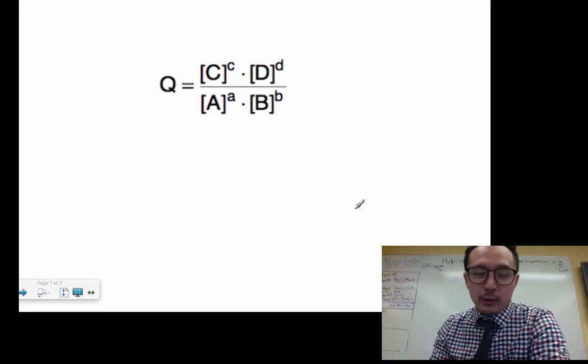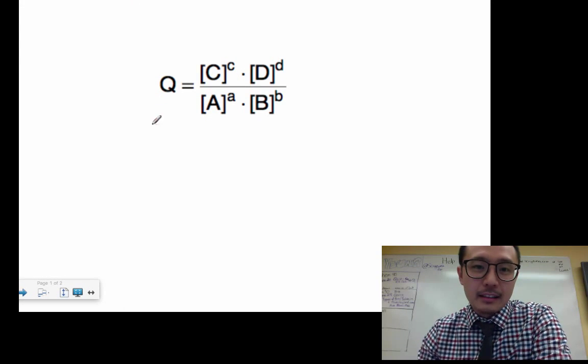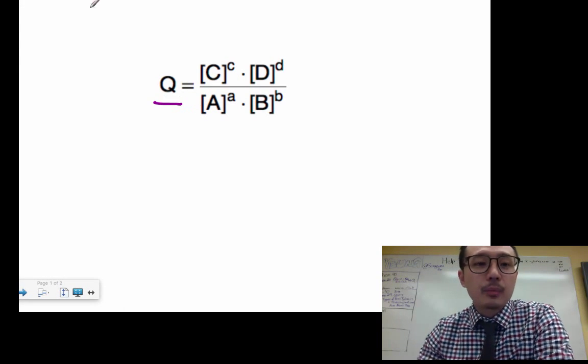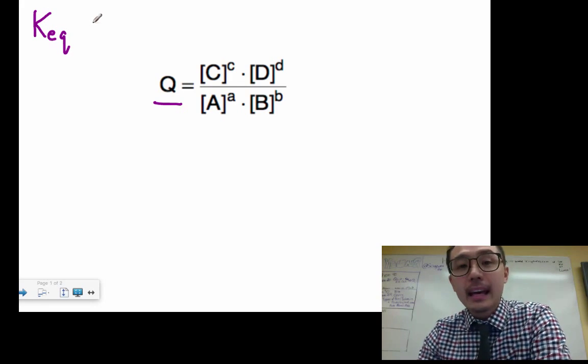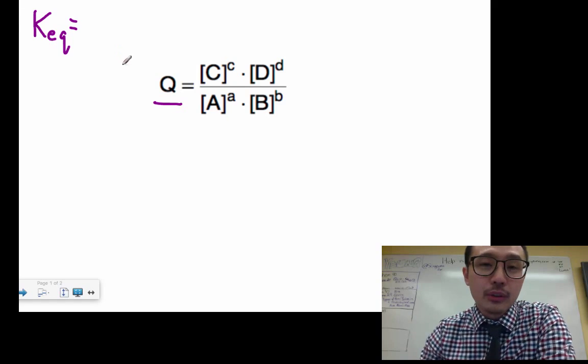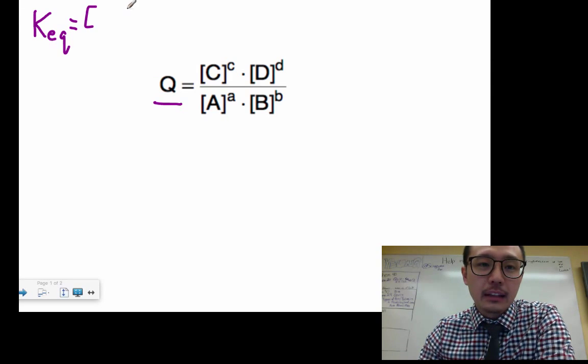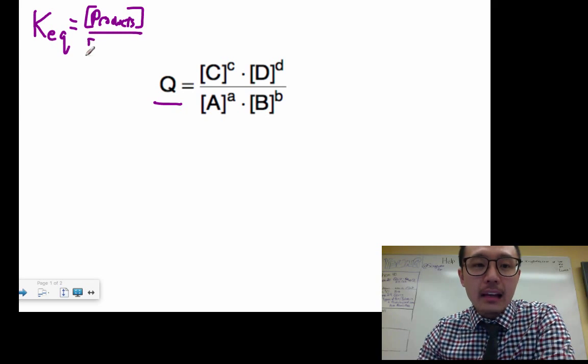This video is about reaction quotient. Reaction quotient is the letter Q. So far you should have been exposed to your equilibrium constant, K. This is the ratio at equilibrium. So you're looking at your products divided by your reactants at equilibrium.